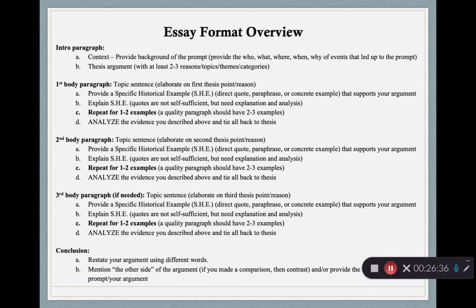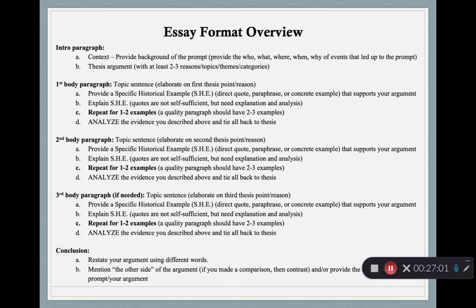And then the second body paragraph, do the same thing. Take your second thesis point, make it a full topic sentence, provide a historical example, quote, cite it, explain it, quote, cite it, explain it. And then repeat for body paragraph 3 if you need it, or body paragraph 4 if you need it for that matter. And then in your conclusion, you should restate your argument using different words.